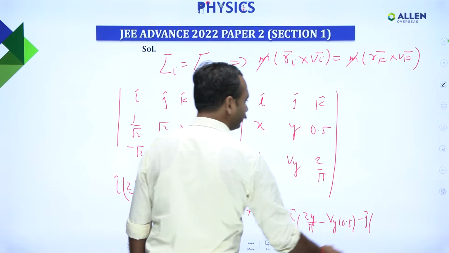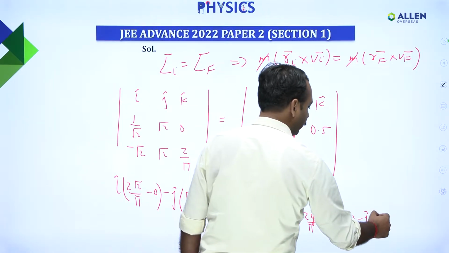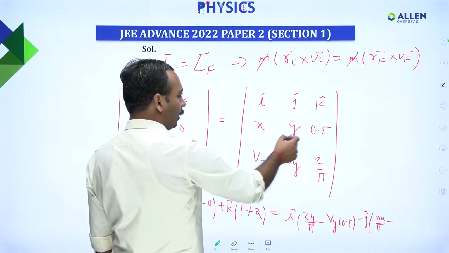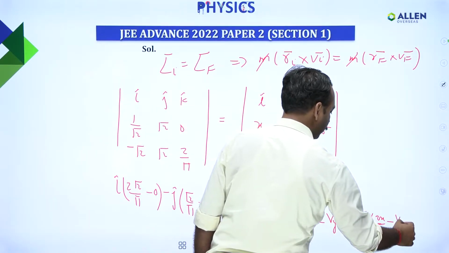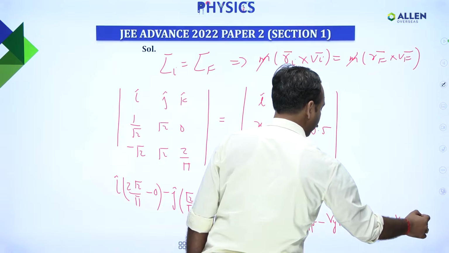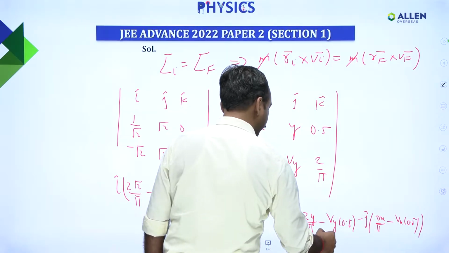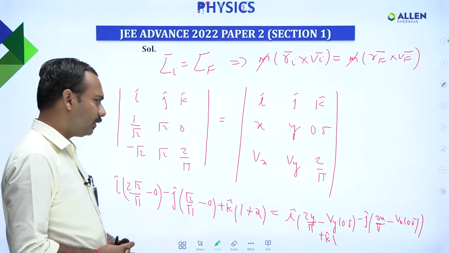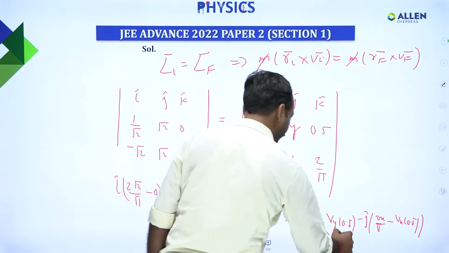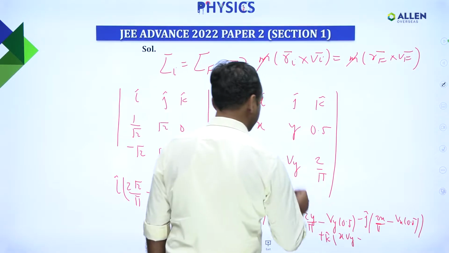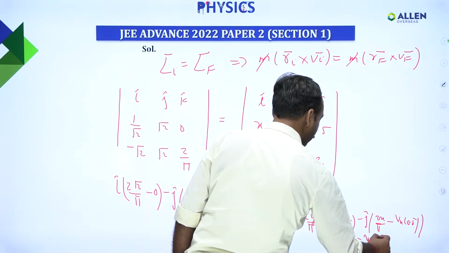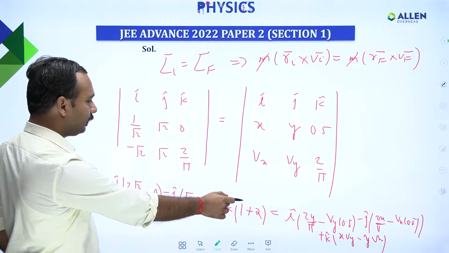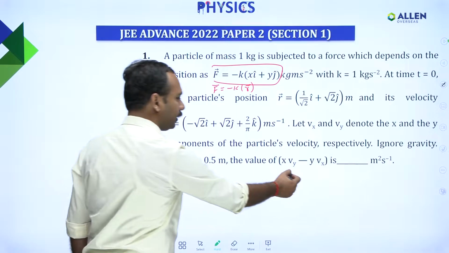Minus j cap, that is 2x by pi minus 0.5 Vx, plus k cap. What's the k cap coming? If you see the k cap, x Vy minus y Vx. So that's the statement. There again you see x Vy minus y Vx is coming, and that's what they have asked over here.